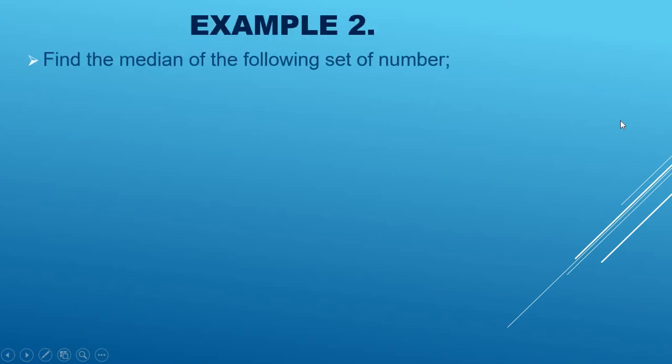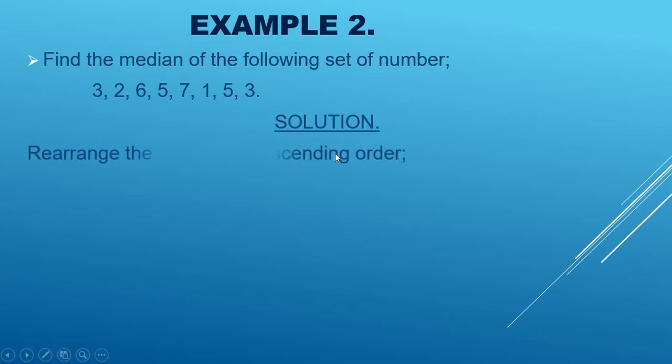Our example 2 is telling us to find the median of the following set of numbers. The numbers that we've been given are 3, 2, 6, 5, 7, 1, 5, and 3. Now how are we going to go about this? So we rearrange the numbers in ascending order from the smallest to the biggest: 1, 2, 3, 3, 5, 5, 6, and 7.